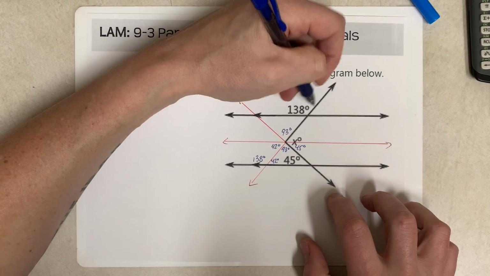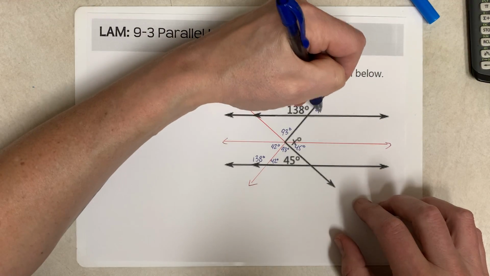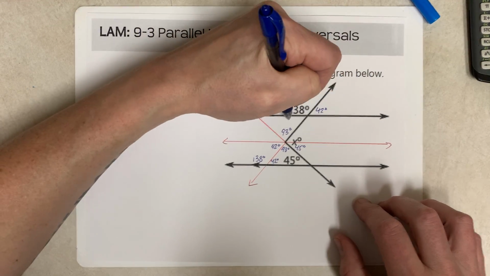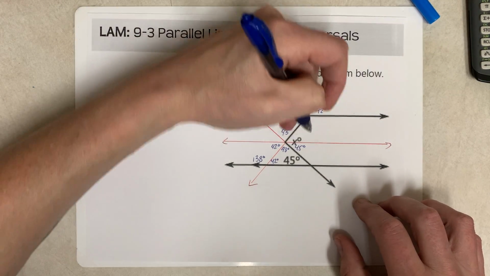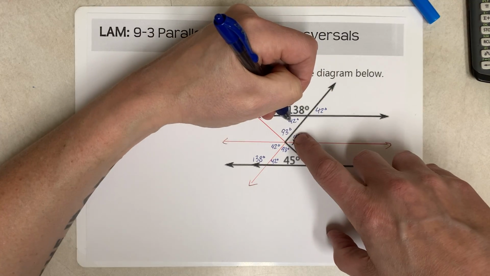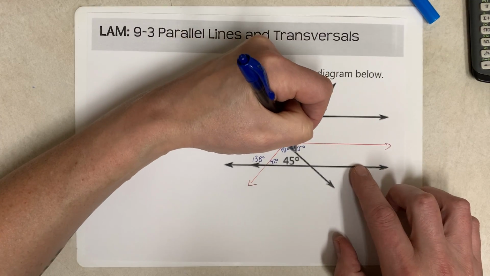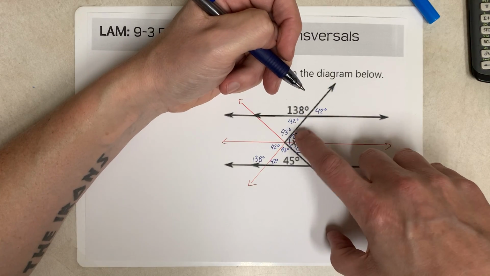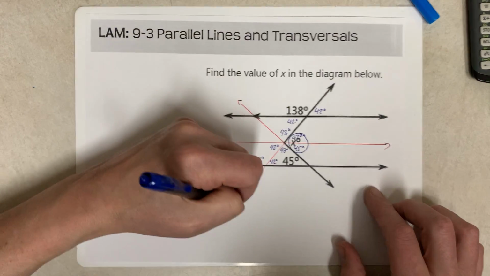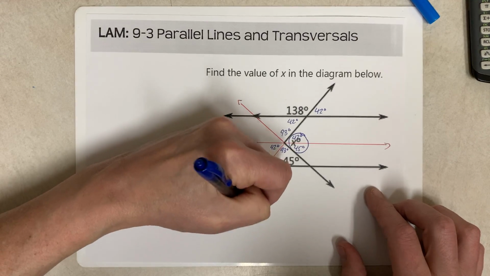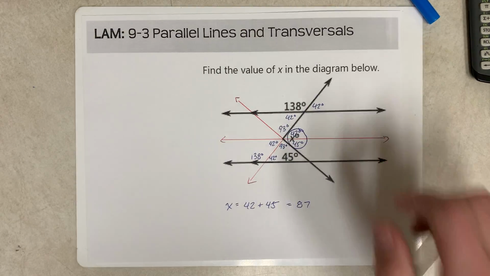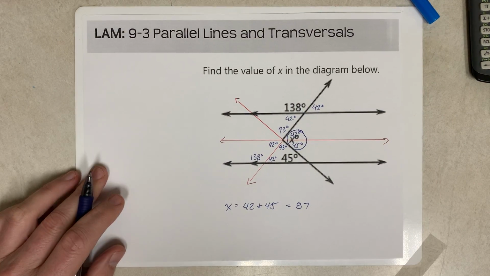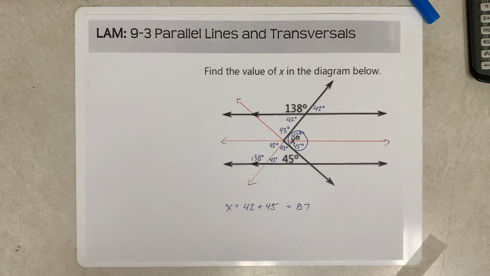If this one's 138, then this one would have to be 42 to be supplementary. If this one's 42, then that would be 42. If this one's 42, then this one will be also, because they are alternate interior. So it looks like X is going to be the sum of that 42 degree and that 45 degree angle. So X is equal to 42 plus 45, and that's going to give you 87 degrees. Okay, it looks kind of tough, but actually that really didn't turn out to be too bad. 87 degrees. All right.